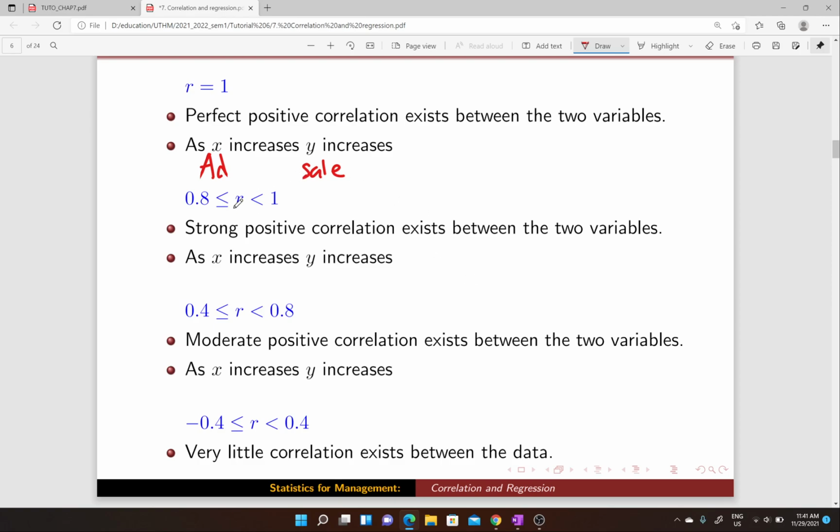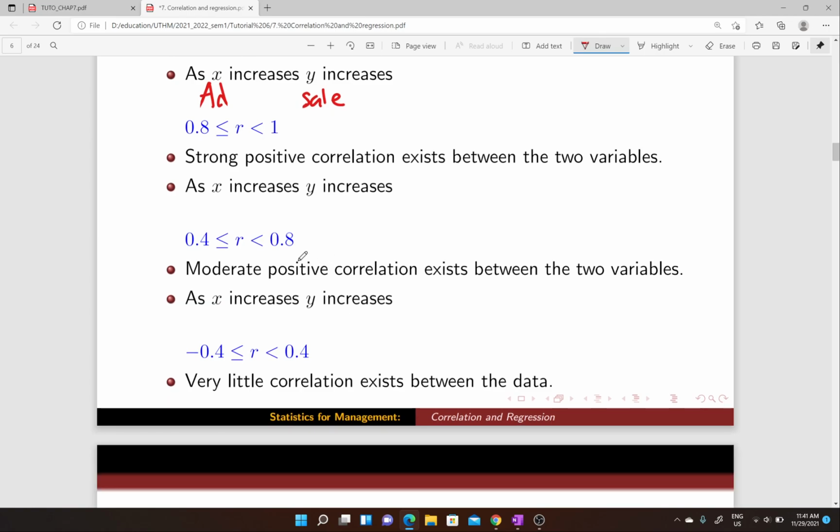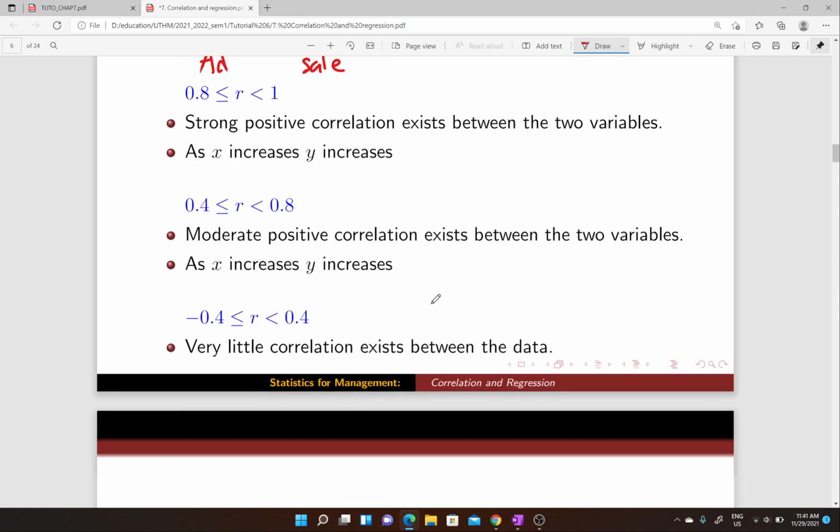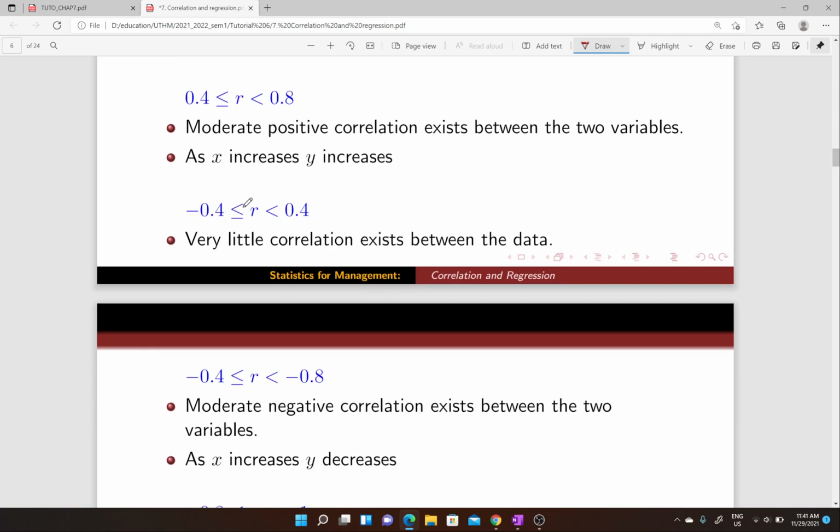R can also be between 0.8 and 1. Then you can write strong positive correlation. As long as there is a positive correlation, as x increases, y increases. If R is between 0.4 and 0.8, it is a moderate positive correlation. As x increases, y increases. If R is between negative 0.4 and 0.4, there is very little correlation.